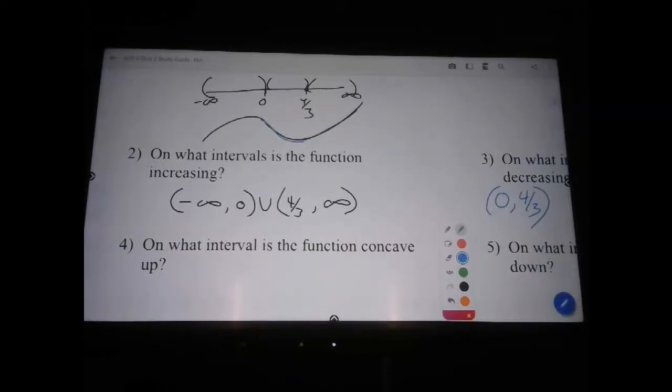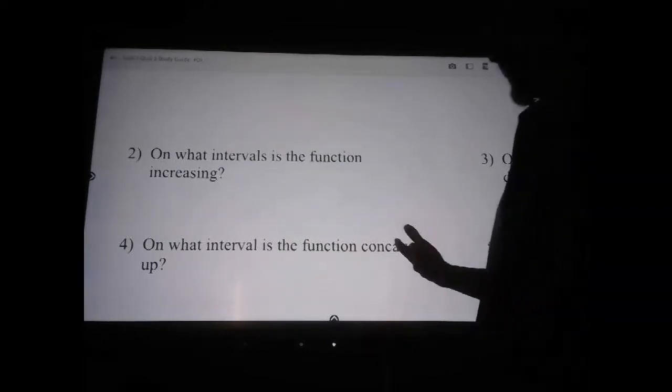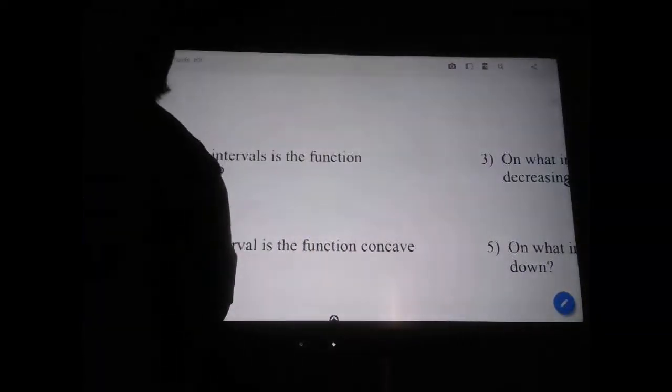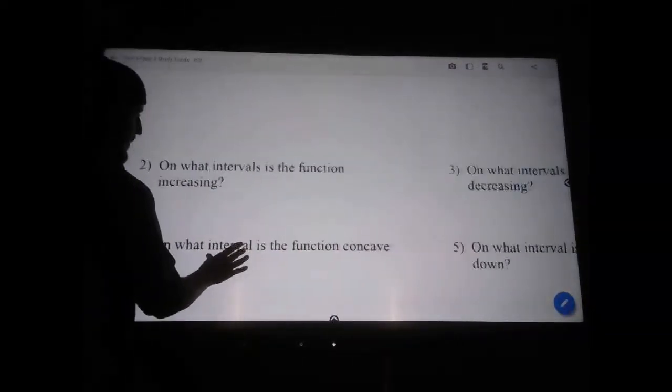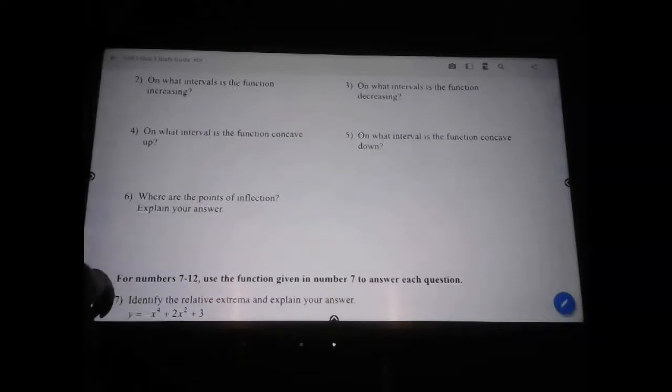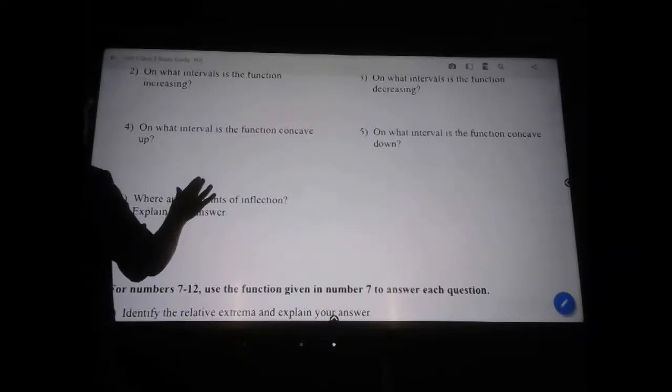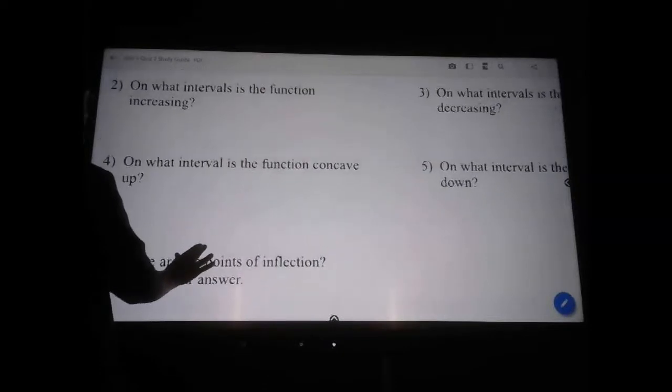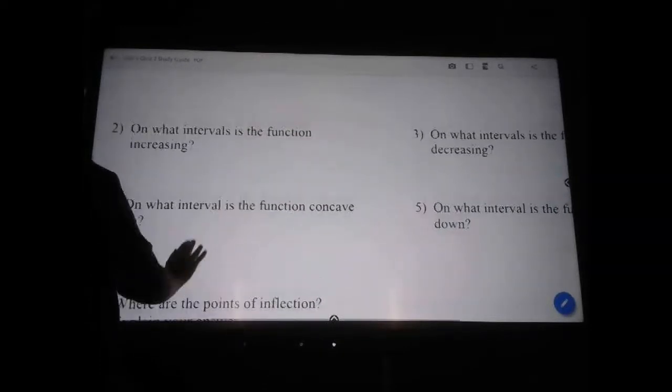Next question. On what interval is the function concave up? Well, so now to answer that question, we need to do something else. We need to find the second derivative at this point. So let me see. What was our original function?